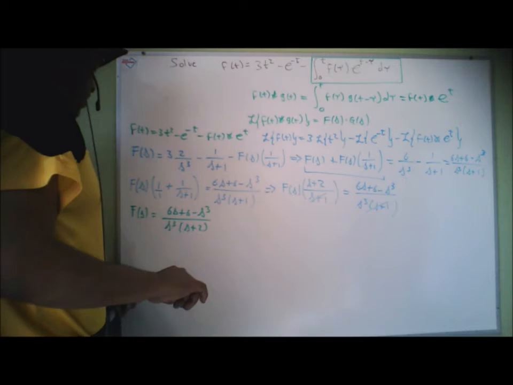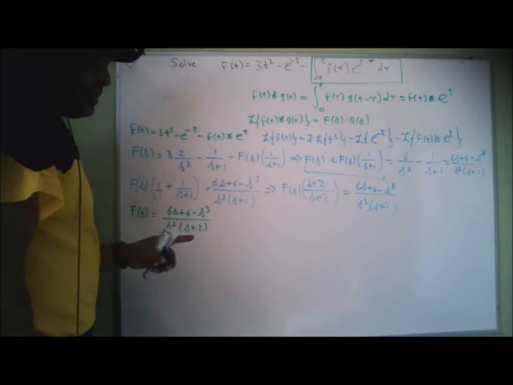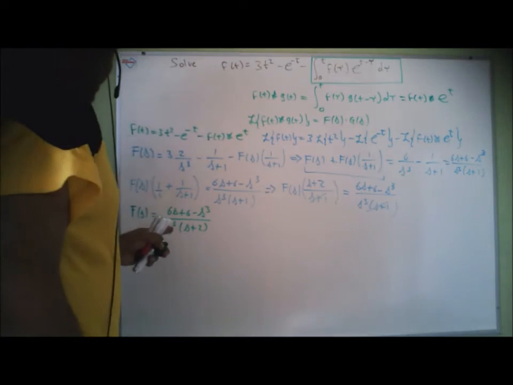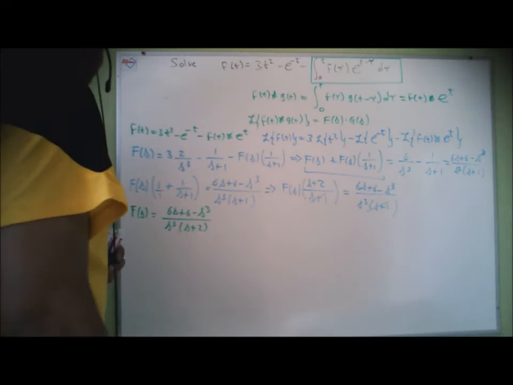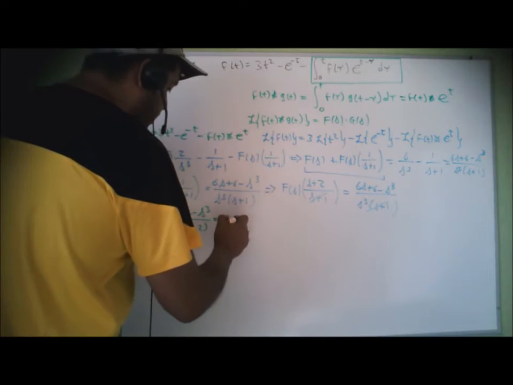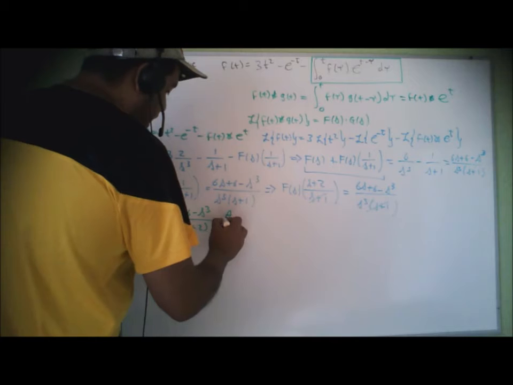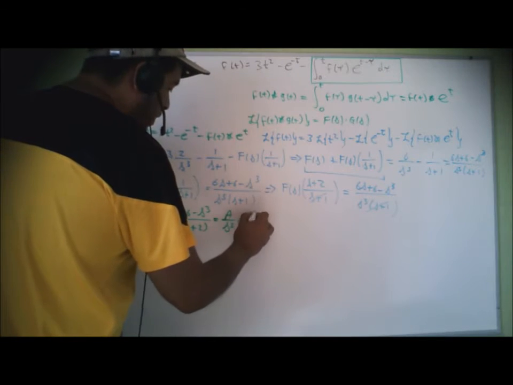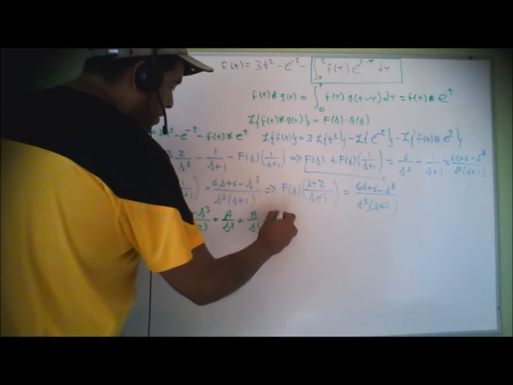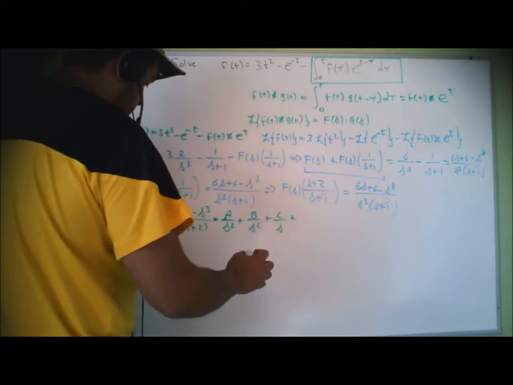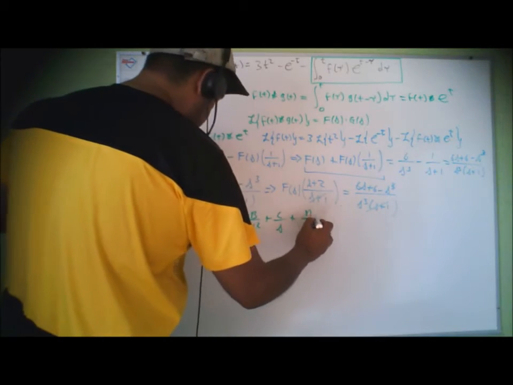To find the value of f of t, what we have to do is partial fractions here, and then apply the inverse Laplace transform. So the partial fractions are A over s to the power of 3 plus B over s squared plus C over s plus D over s plus 2.